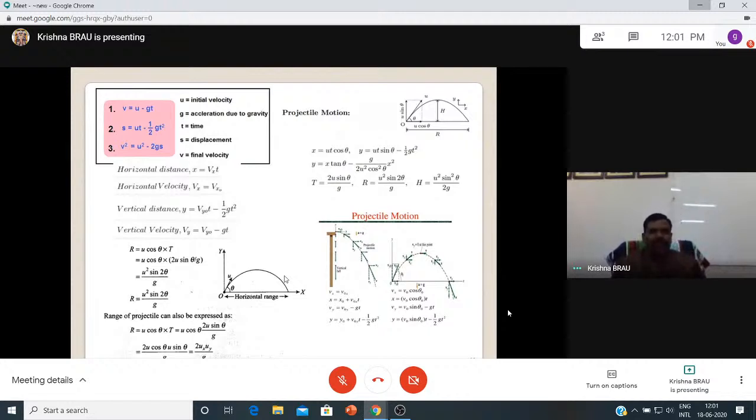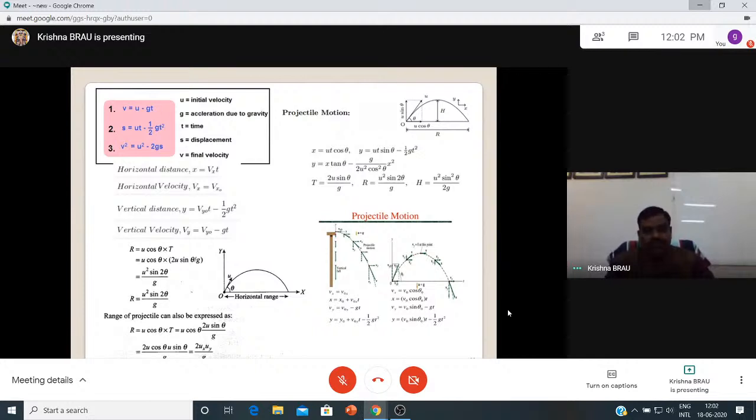Okay, where x is equal to vx into t, y is equal to, at the peakmost point, ut plus half gt square. G is downwards. Then the vertical velocity, horizontal velocity. The displacement you have to differentiate with respect to time, you will get the accelerations.